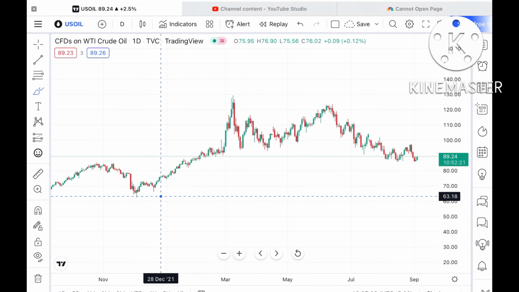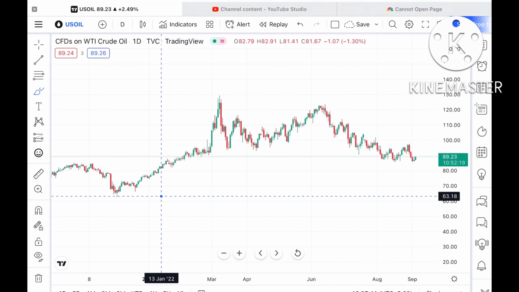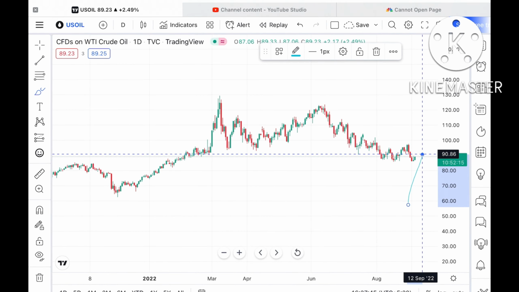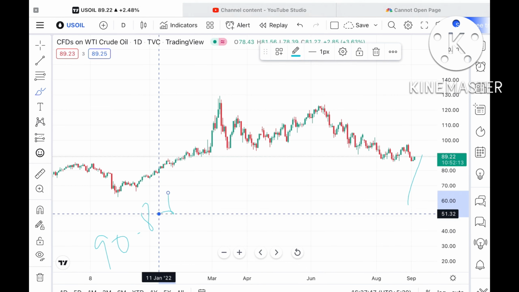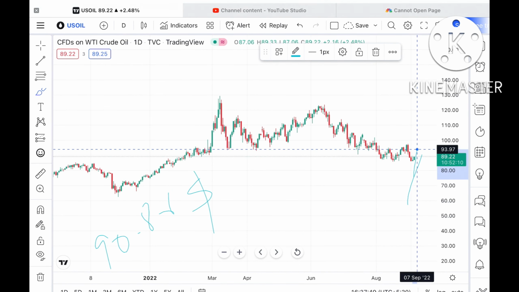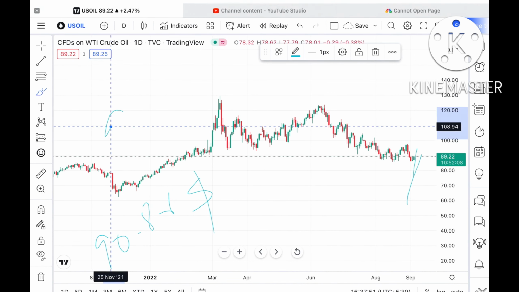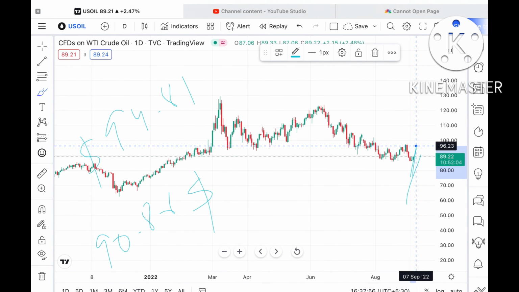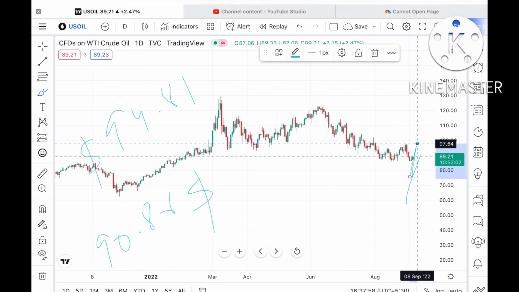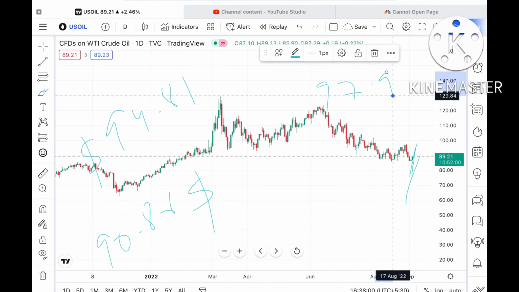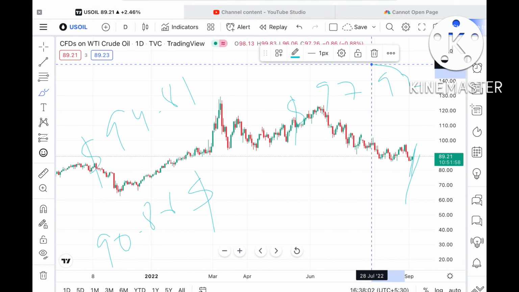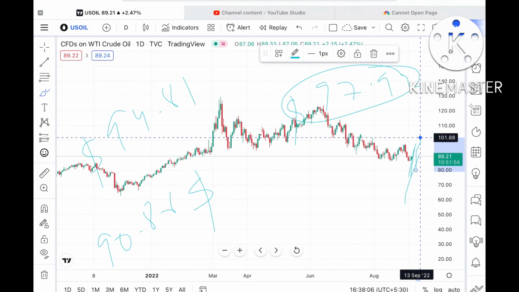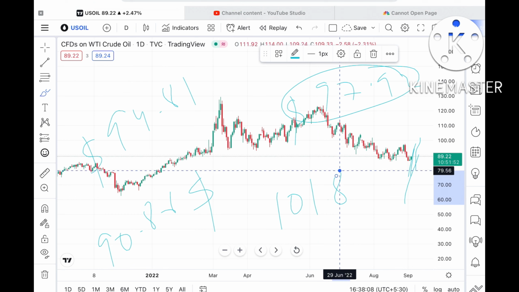See, now suppose this particular level sustains, which is at a higher probability. If this particular level sustains, we can see it can go and touch a level of $90.86. Okay, and once this level goes upside, we can see it can touch a level of $94.81. Okay, so once the price goes above that level, then there is a higher probability we can see it can touch a level of $97.92. Okay, and this level is already a weak resistance, so probability is very high. We can see it can touch a level of $101.88.